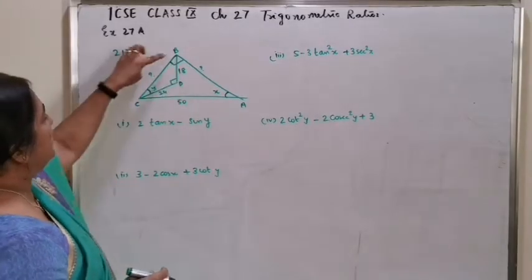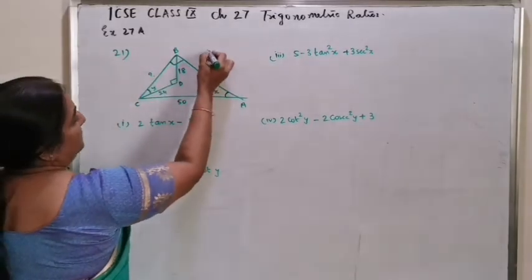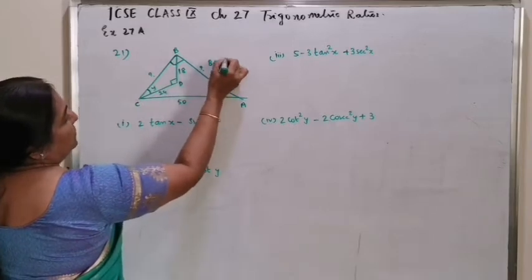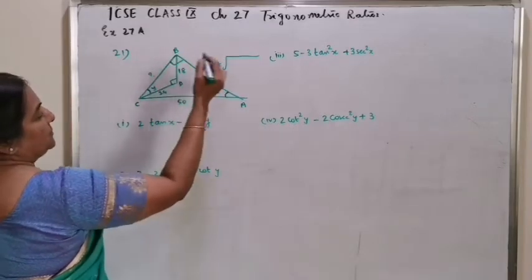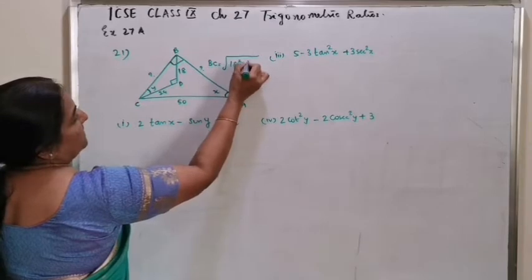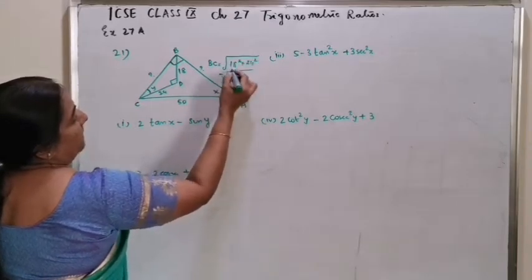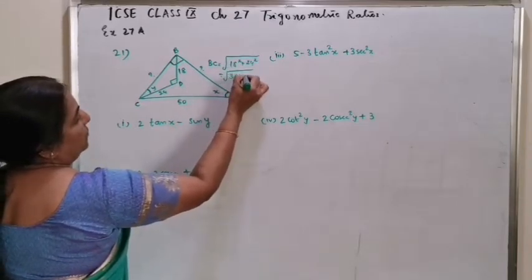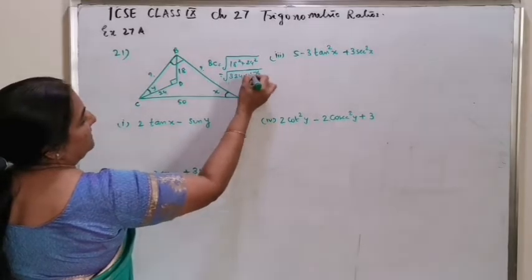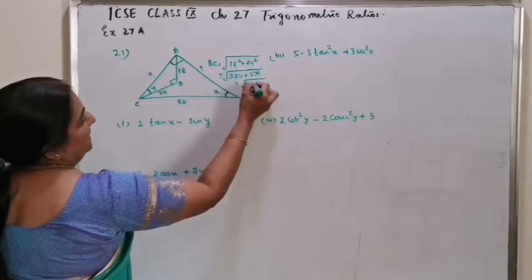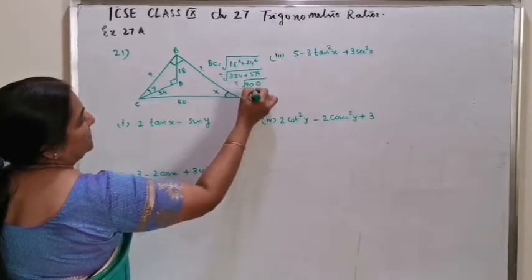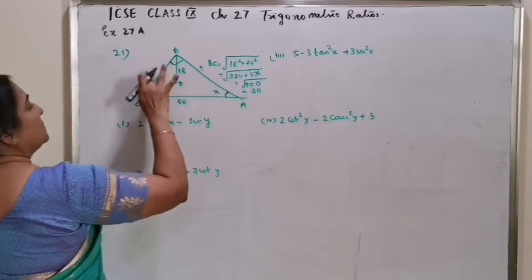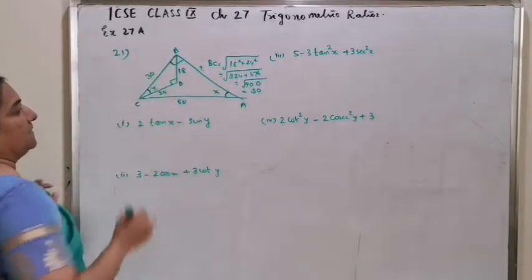In triangle BDC, we need to get the length of BC. BC is equal to square root of, it's a hypotenuse, so 18 square plus 24 square. 18 square is 324 plus 24 square is 576. 324 plus 576 is 900, square root of which is 30. So the length of BC is 30.